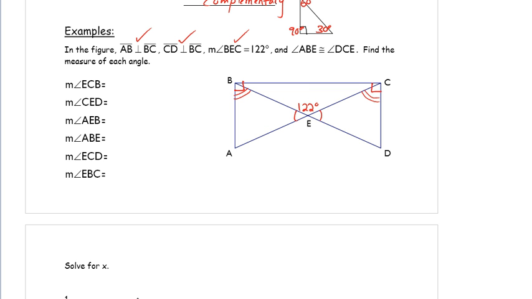I don't like to go straight over to find the measure of angle ECB. I would rather do it on my own terms, figure out what I can find, and then go back and answer all these questions.